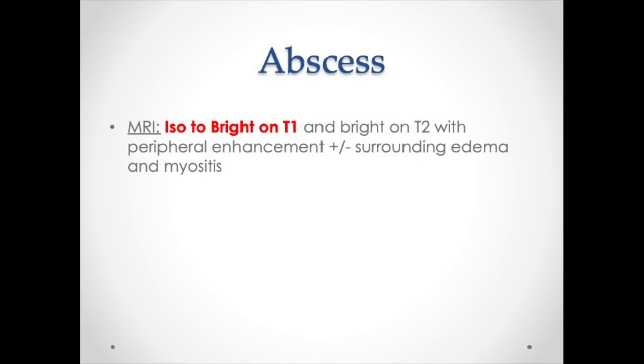an MRI to rule out sarcoma, and what you will see is a lesion that's iso-intense to bright on T1 compared to skeletal muscle. It may not be as bright as subcutaneous fat, but it will be brighter than skeletal muscle, and it will also be bright on T2 with peripheral enhancement, with or without surrounding edema and myositis post-contrast.